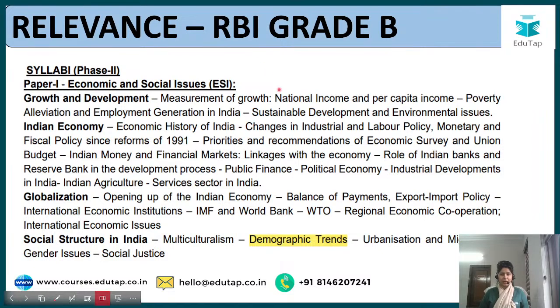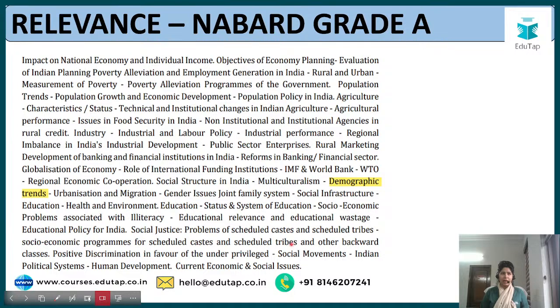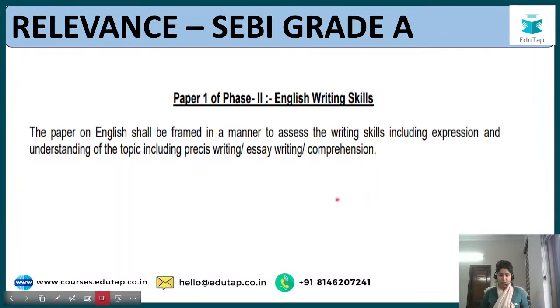If I look at the RBI Grade B syllabus, all aspirants, brace up for the topic of social structure in India. There is a subtopic called demographic trends, under which overpopulation and population trends are very important. Secondly, the syllabus of NABARD Grade A also has the same topic, demographic trends, and hence anything related to the population of the country is very important for your exam.